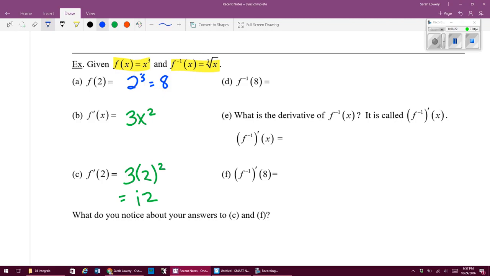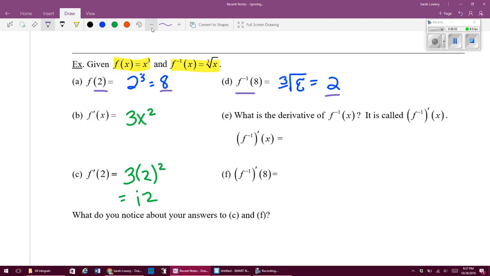Now remember, f inverse of 8 means I'm plugging into my inverse function. So what is the cube root of 8? And it's 2. And big, giant, flashing light bulbs need to be going off, because you see that at this point, f of 2 was 8. F inverse of 8 is 2. And that should make sense, because x's and y's are flipped for my inverse function.